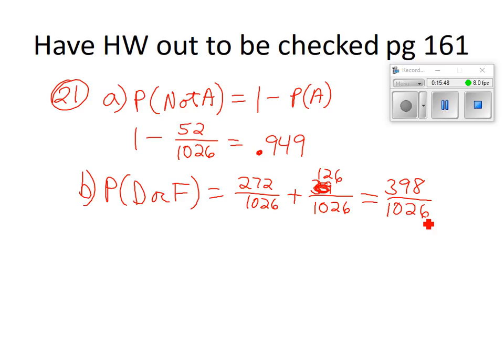Because that makes no sense to me. If I say, yeah, 398 people out of 1026, tell me what that is as a decimal. 0.38. So about 39% of the people gave public schools a D or an F. More than a third of the people gave them a D or an F.